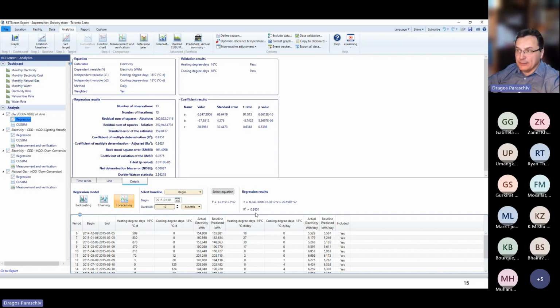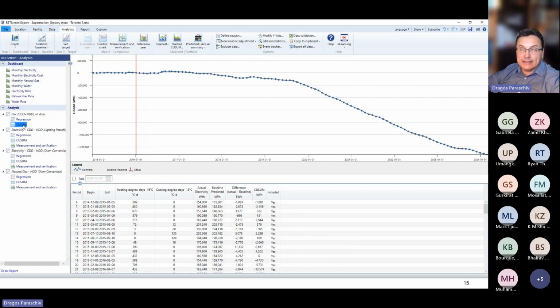So in this case, we get almost 0.9, which is a very good correlation for this facility. I said that cumulative sum is the tool that helps us identify events, and we see it very well represented here as well. So using that 2015 as a reference, over the time we notice a reduction in energy consumption that cumulates to a significant total savings over this long period of time.